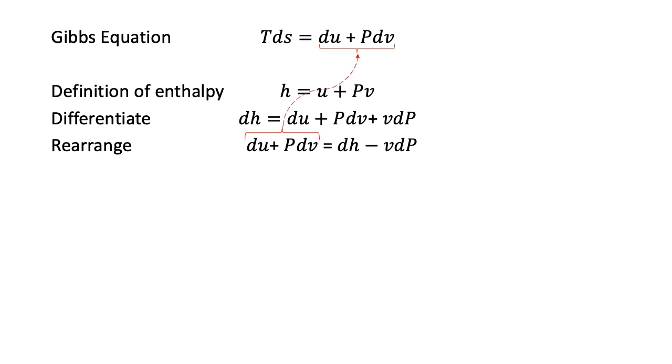Now dU plus PdV is the expression on the right-hand side of the Gibbs equation. So let us equate this to the Gibbs equation, and we get that TdS is equal to dH minus VdP. This has given us a relationship between the entropy change, dS, and the enthalpy change, dH.